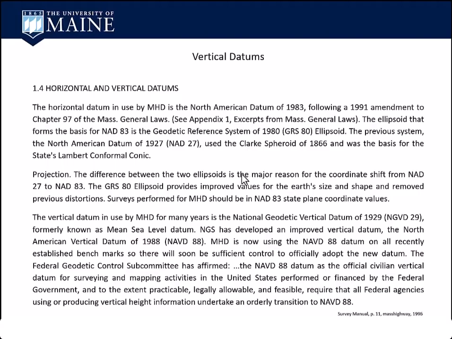Vertical datums. There's all sorts of datums out there. The two national ones are 29 and 88. 29 was called sea level for a long time. If you're looking at something, you see sea level, that's what 29 was originally called, and then they changed it because they determined that sea level on the East Coast wasn't really the same as sea level on the West Coast. Surprise. So they changed it to NGVD 29.